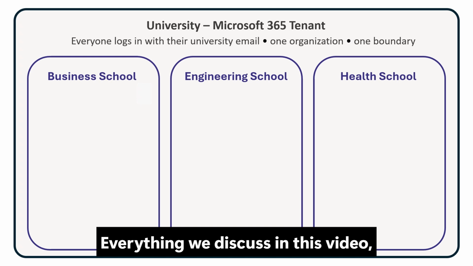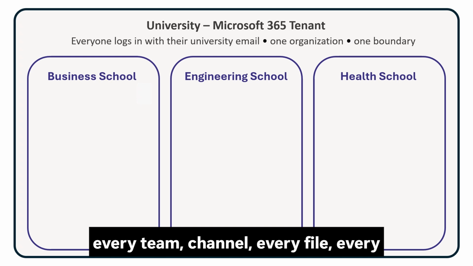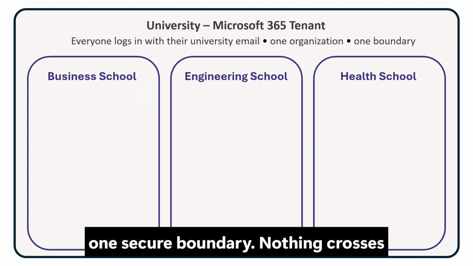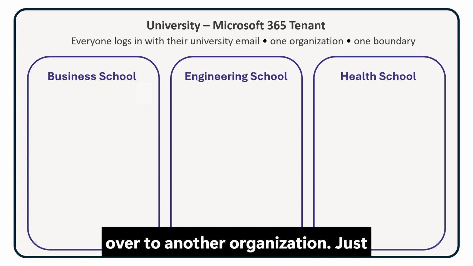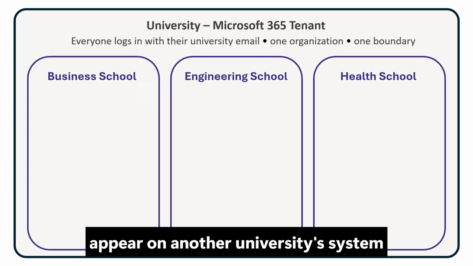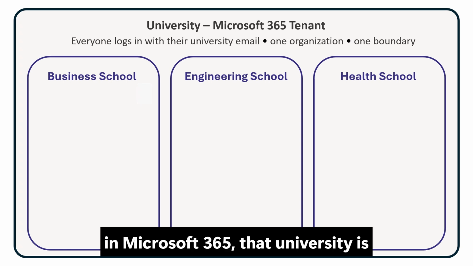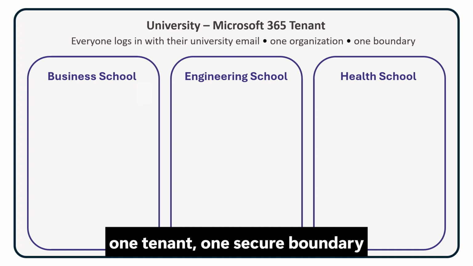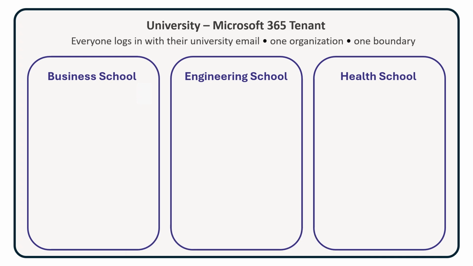Everything we discuss in this video, every team, every channel, every file, every conversation lives inside that one secure boundary. Nothing crosses over to another organization, just as the university students' records never appear on another university's system. In Microsoft 365, that university is called a tenant. One university, one tenant, one secure boundary.